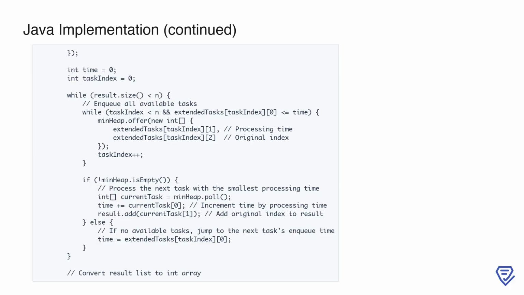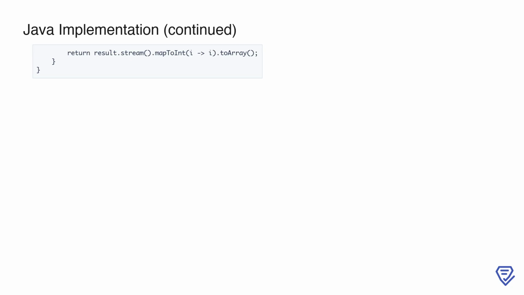However, if the heap is empty, meaning no tasks are currently available, we jump the time forward to the next enqueue time of the upcoming task in our sorted list. This ensures we don't waste any time idling unnecessarily. Finally, after all tasks have been processed and their indices added to the result list, we convert the result into an integer array. This is done using the Stream API to map each value in the list to an integer and then converting it to an array. The resulting array represents the order in which the tasks should be executed based on the problem's requirements. With this, our implementation is complete and ready to handle the scheduling of tasks efficiently.